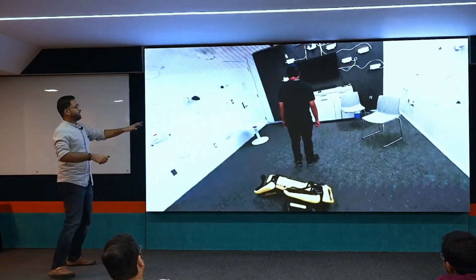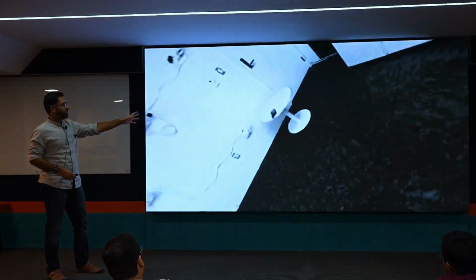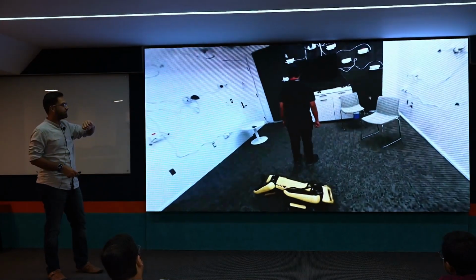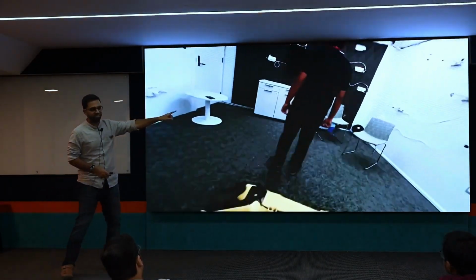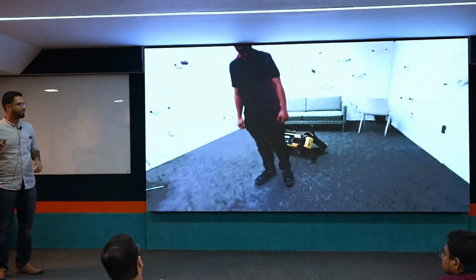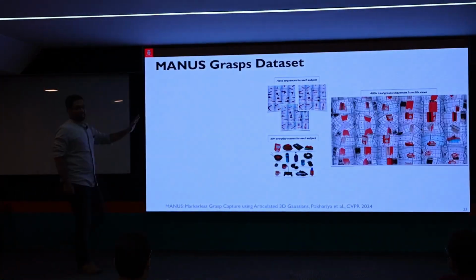So this is an example of what we can do with the room scale system, right? Once we built the room scale system, we can do reconstructions like this. This is a very early reconstruction. We have higher quality results now. That is actually Sudarshan, who's also in Bangalore, and he was visiting us last week as well. All right, so that's how we capture all the grasping data.